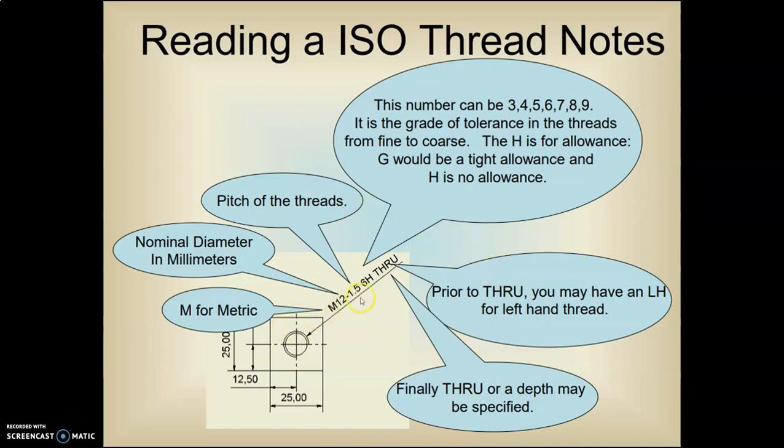Okay, an ISO note. Put M stands for metric. Okay, this is the size of that nominal diameter in millimeters. Here we put 1.5. This is the threads, the pitch of the threads. Instead of putting the threads per inch, this is the pitch. Okay, then we have a grade. Okay, and again, these grades are for tolerances, and we'll go over those later. Okay, you may put right-handed RH or left-handed. Usually if it's right-handed, we don't put anything. If it's a left-handed thread, we put LH. Okay, and we can put through, or we can put the depth symbol and then a depth.